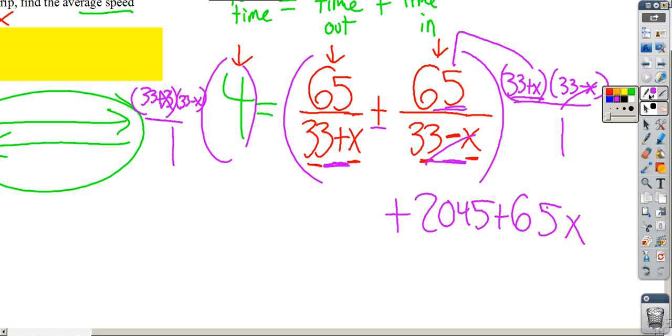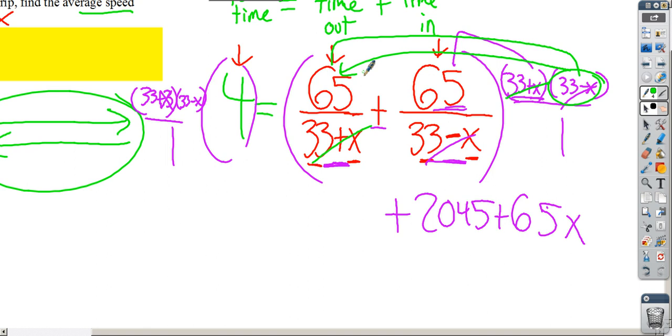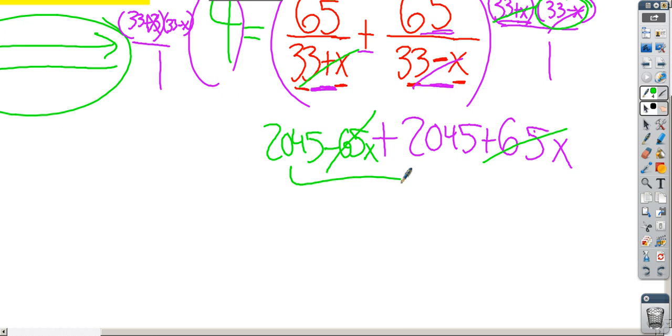And now if we distribute to the other one, we'll do this in a different color, if we distribute this whole thing over here, the 33 plus x's will cancel, but the 33 minus x gets multiplied by that. And that's going to be 2045. 65 times minus x is minus 65x. So those parts will cancel, and we'll be left with 2045 plus 2045, which is 4090.